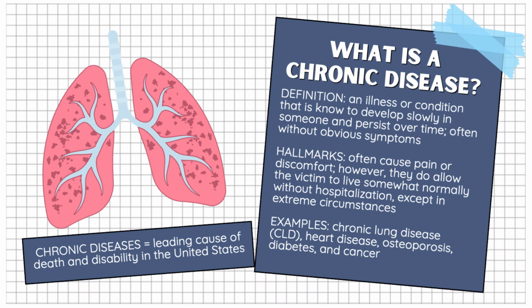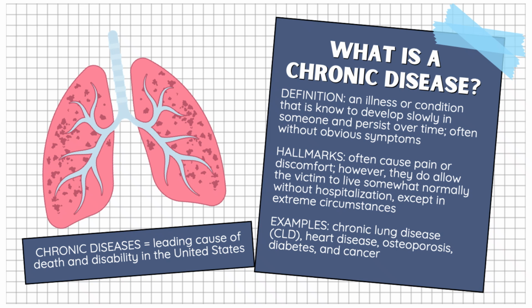Now, what is a chronic disease? Well, the textbook defines a chronic disease as an illness or condition that is known to develop slowly in someone and persist over time. More often than not, this is done without obvious symptoms. These diseases often cause pain or discomfort to the victims. However, they do allow the person to live somewhat normally without hospitalization, although there are extreme circumstances in which that is not the case. Chronic diseases are the leading cause of death and disability in the US, with heart disease and cancer being the prime candidates.